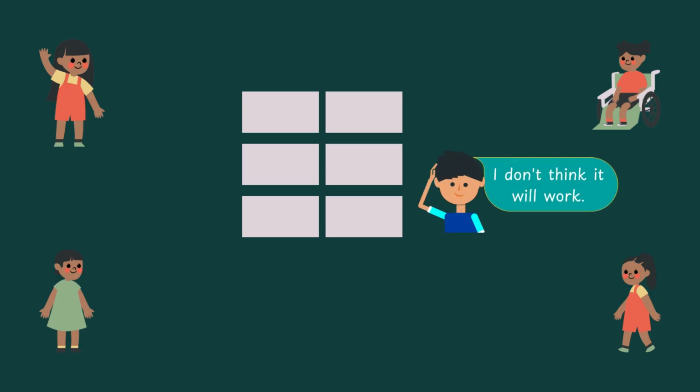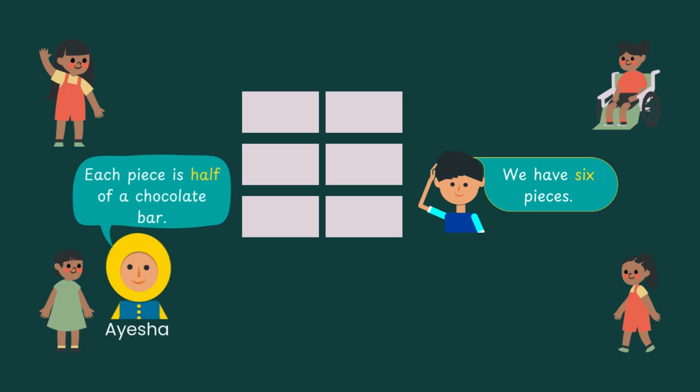Now, let's see. How many pieces do we have in total? Yes, Rohan. We have 6 pieces. Can someone tell me, what does each piece really represent? Exactly. Each piece is half of a chocolate bar. But here's a tricky part. How do we share 6 pieces equally among 4 friends?